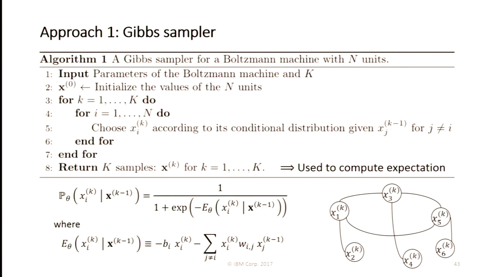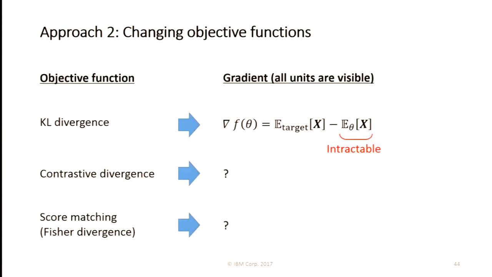So a problem of this Gibbs sampling is that it takes time to get good convergence. And there are a few other approaches. One approach is just to change your objective function from KL divergence. So today I'm going to talk about two other objective functions. One is called contrastive divergence, and the other is called score matching, which is also called Fisher divergence in some papers.